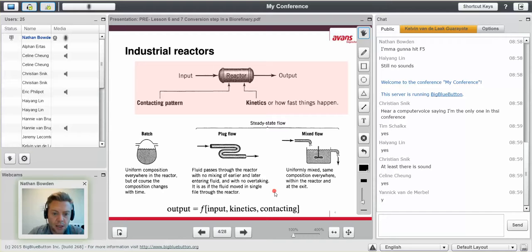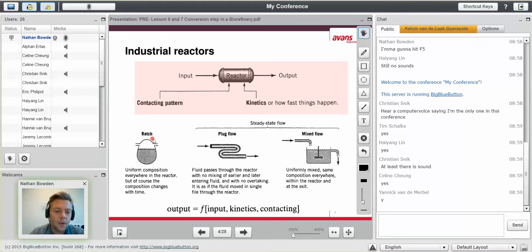So a reactor is any kind of closed system. Well, it's not completely closed. It has one input and one output, but it's a system which has a contacting pattern and kinetics. That just means that you have more than one thing interacting with each other, and something happens. They react, and it can either happen slowly or quickly. And the kinetics of the system is how things react. Sometimes you don't want it to fully react, or you want to slow it down just to get a certain fraction.